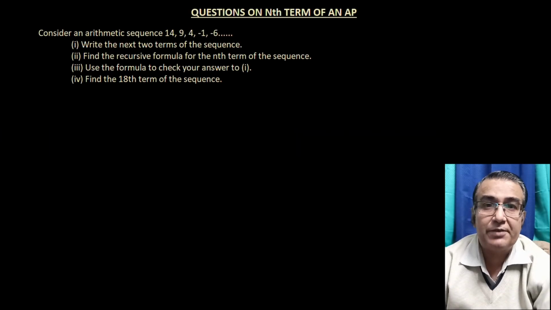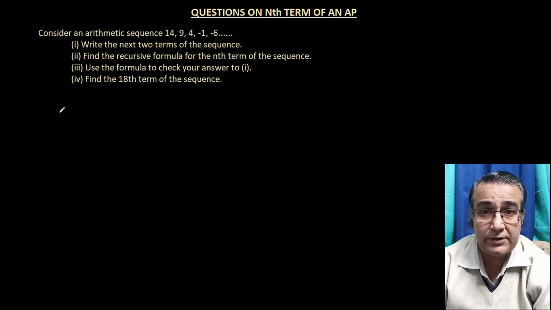So the first question that we have is that we have an arithmetic sequence or an arithmetic progression which is 14, 9, 4, -1, -6 and so on, and we have to find the following four things out of it. We have to write the next two terms of the sequence. The second part is that we have to find the recursive formula for the sequence.